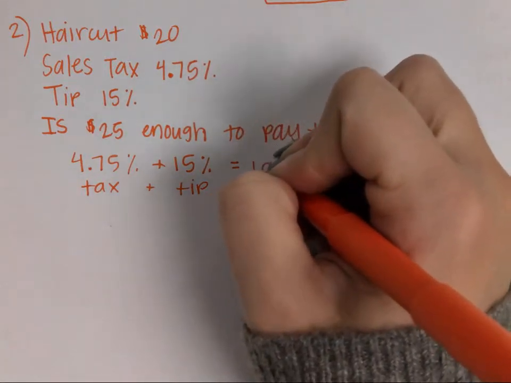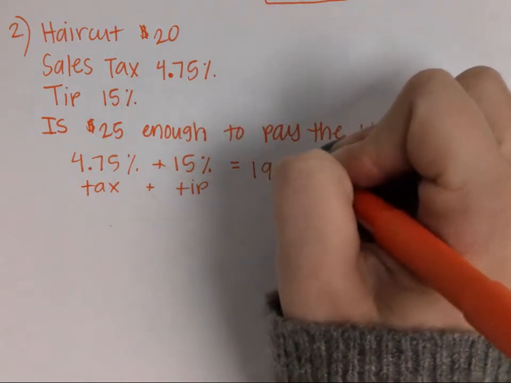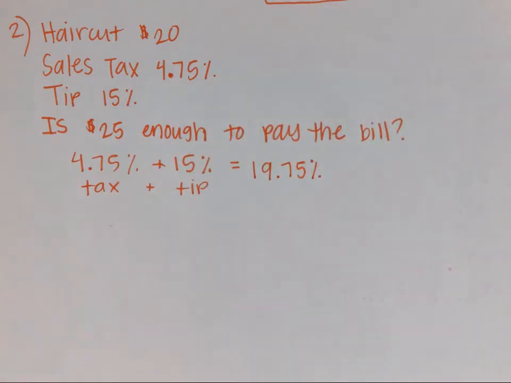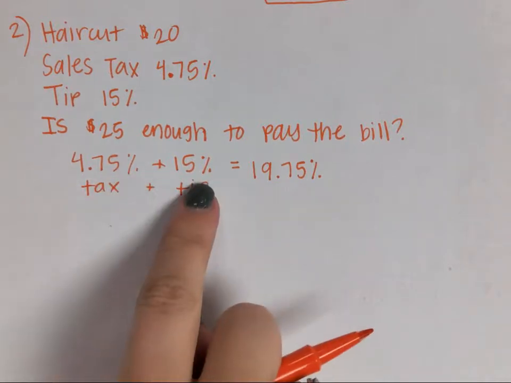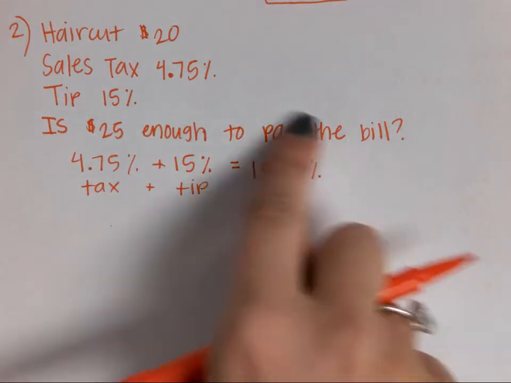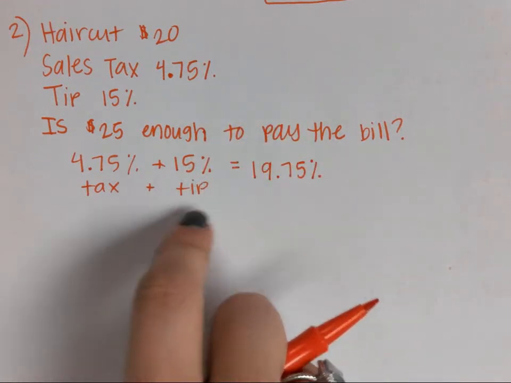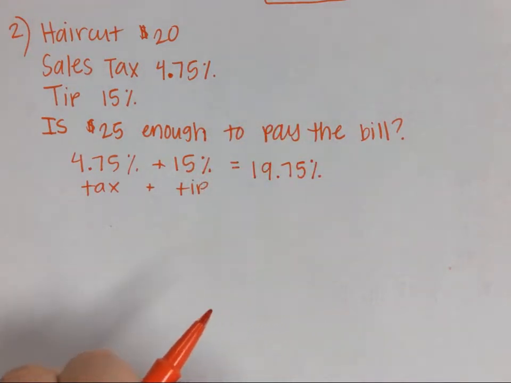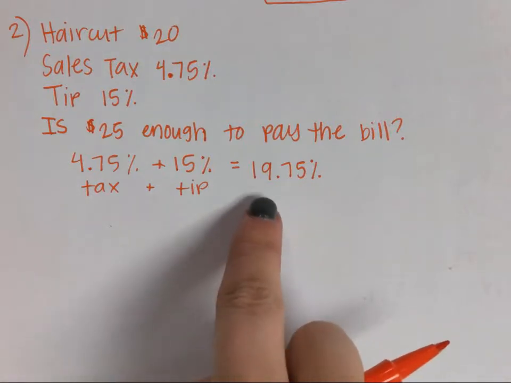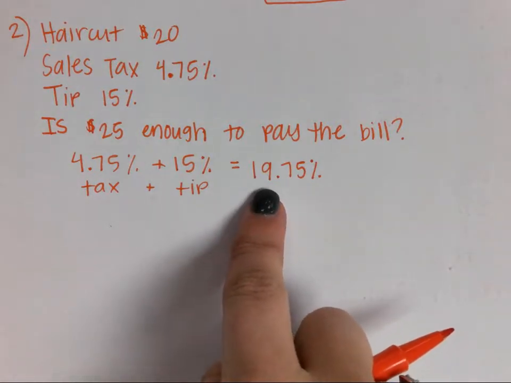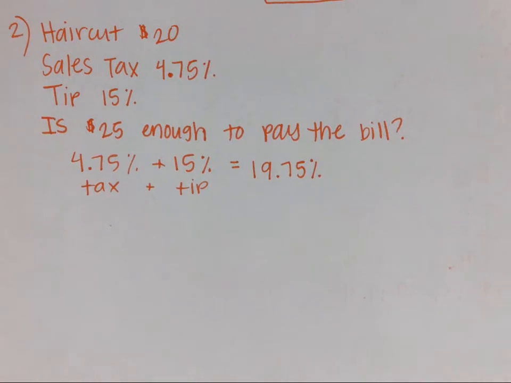There we go. 19.75%. So don't put this percent in. We're adding the tax and the tip to find a total percent that I'm going to get of the bill. So now I know that I have to add 19.75% to my $20 haircut. But first, I need to find out what is 19.75% of $20.